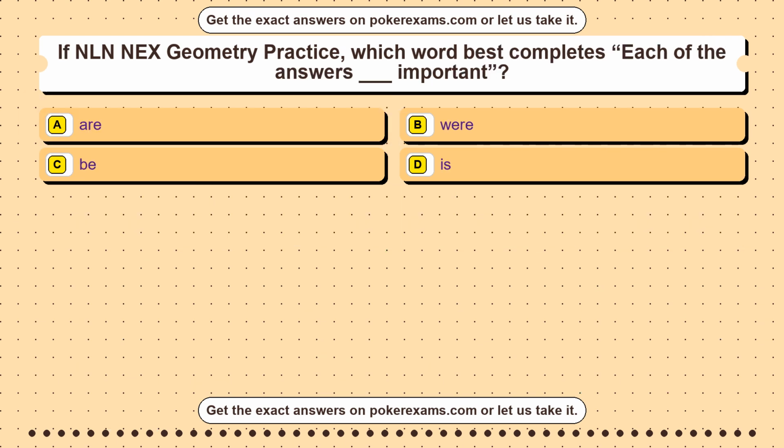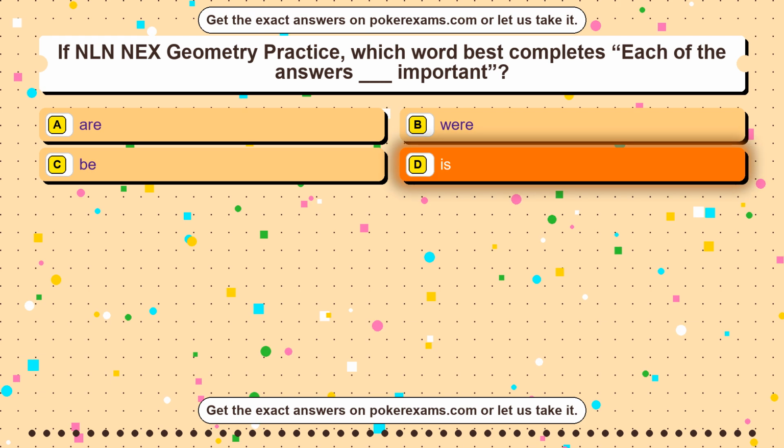Question 30. If Get Geography Practice, which sentence is complete? Option A, The author explains the evidence. Option B, Because the test began. Option C, After the answer. Option D, Although the graph changed. The correct answer is option A.